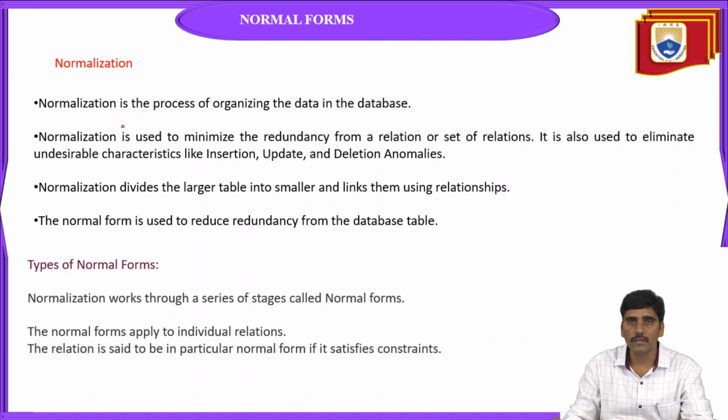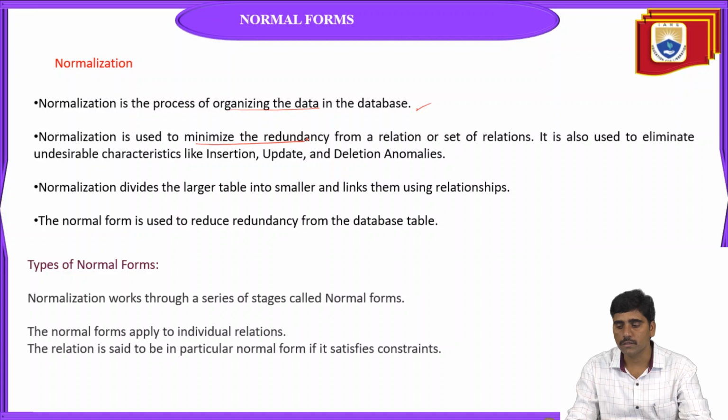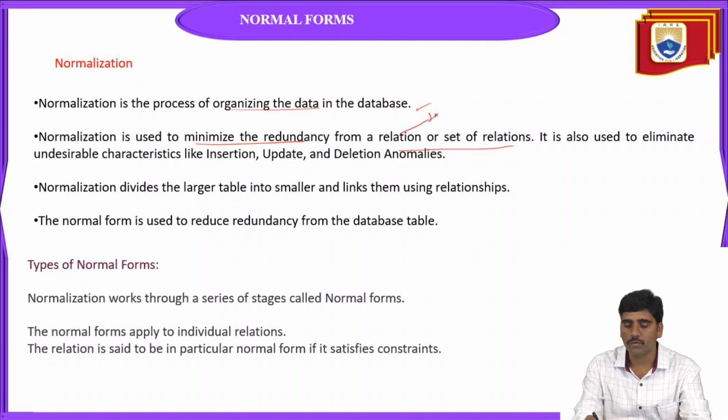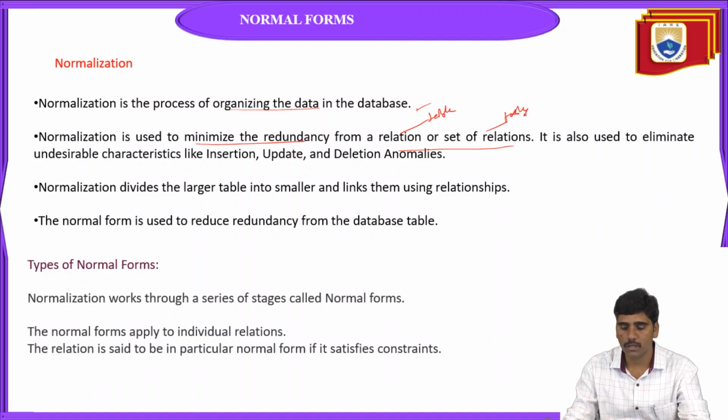Normalization is the process of organizing the data in the database. Normalization is used to minimize the redundancy from a relation or set of relations. It is used to reduce the redundancy from a relation, that is nothing but a table, or from a set of tables.